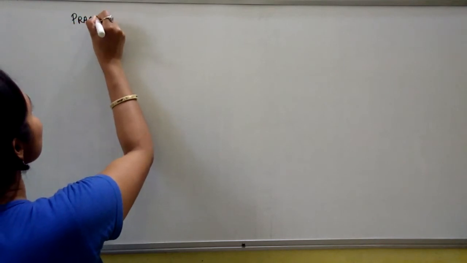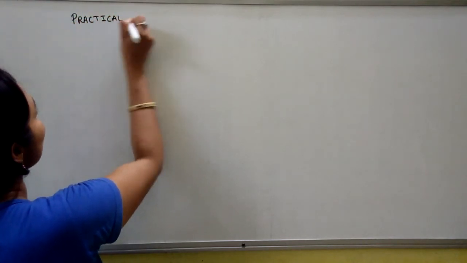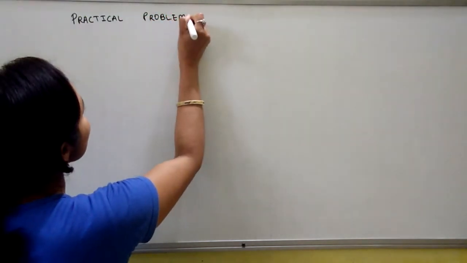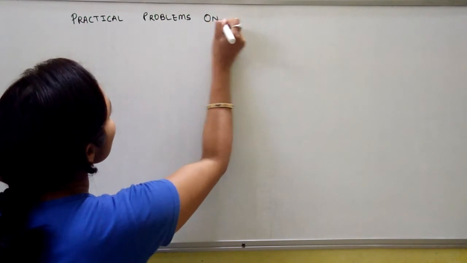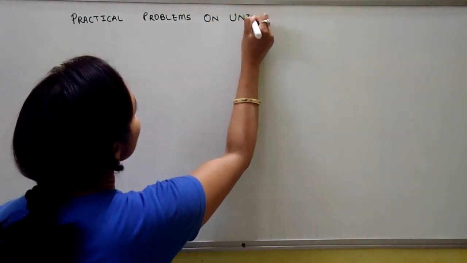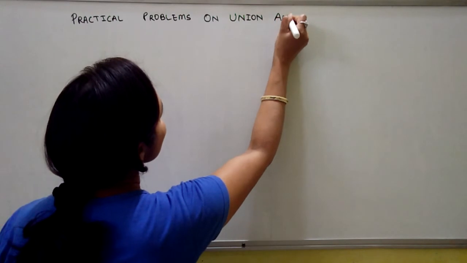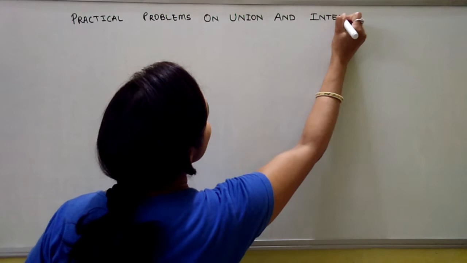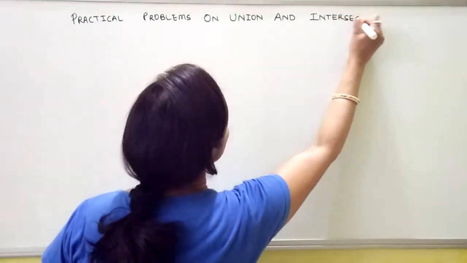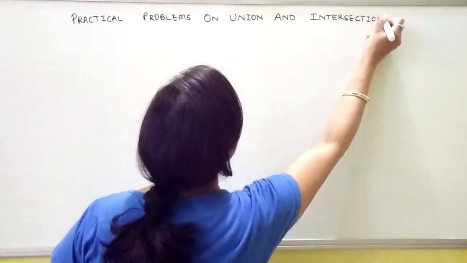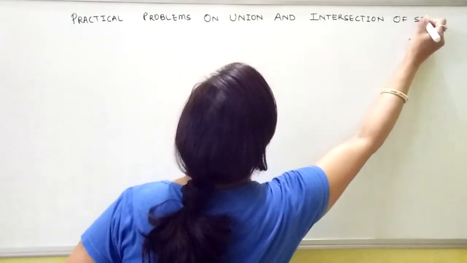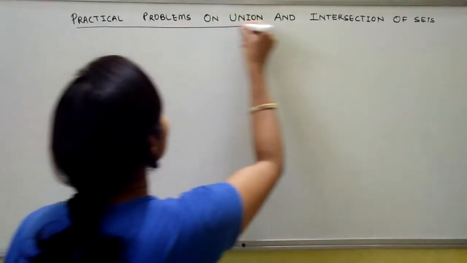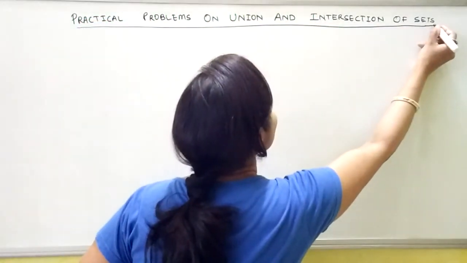Practical problems on union and intersection of sets. Right? Practical problem means how to find the numbers.